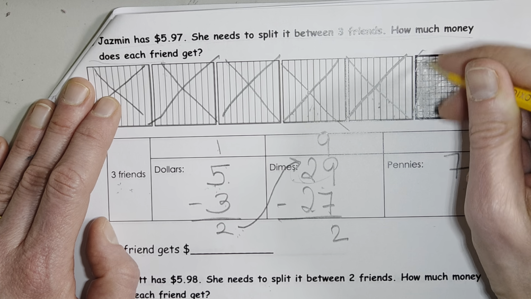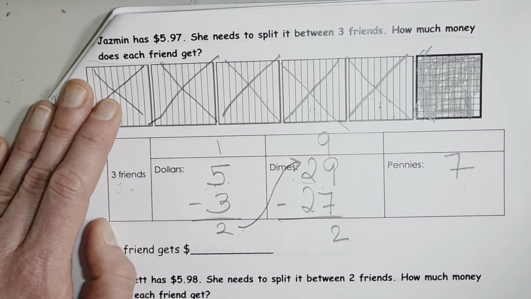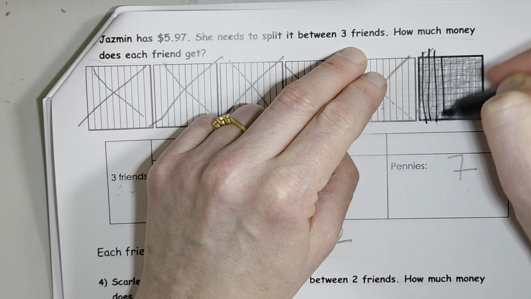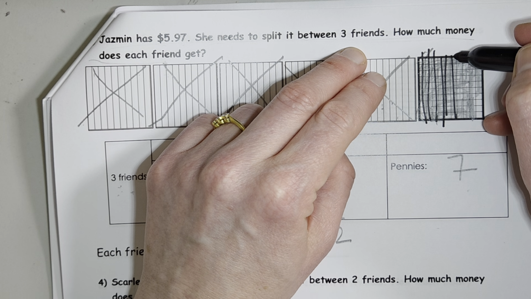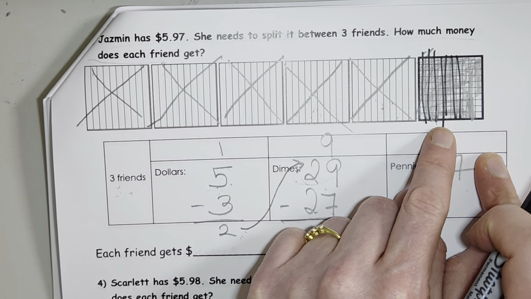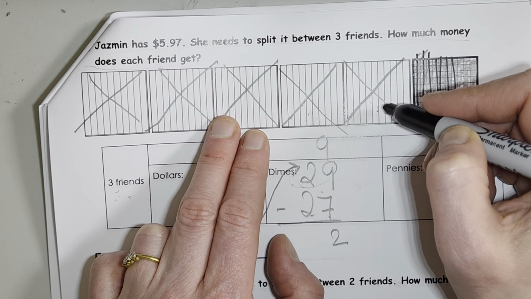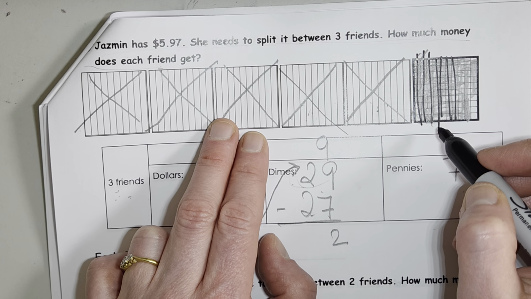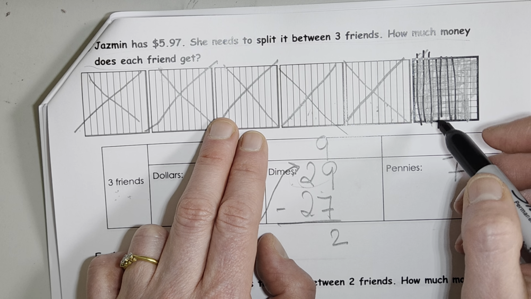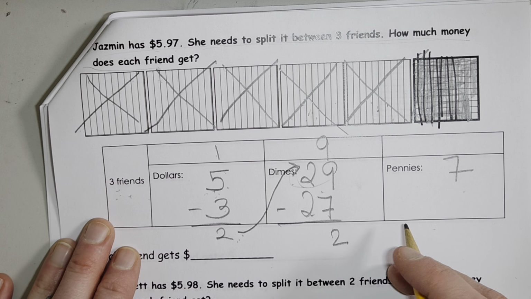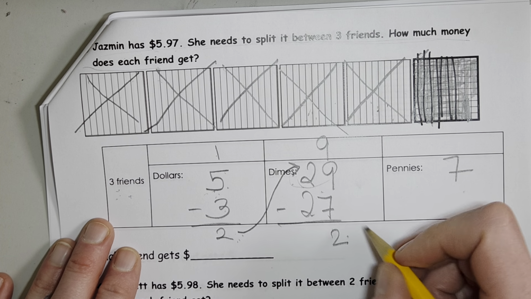I'm going to use a marker here so you guys can see it. 1, 2, 3, 4, 5, 6, 7. I have 7, so I've given out all these dimes. These are 10 dimes, 20 dimes, 27 dimes. That works because I have 3 friends. I can give that out evenly. But now I still have 2 dimes and 7 pennies.